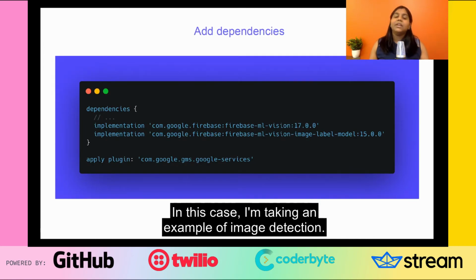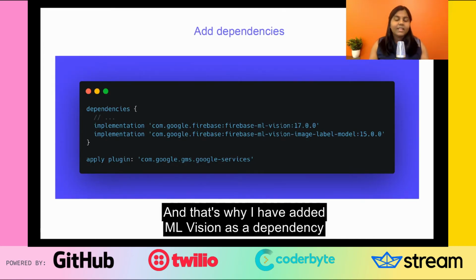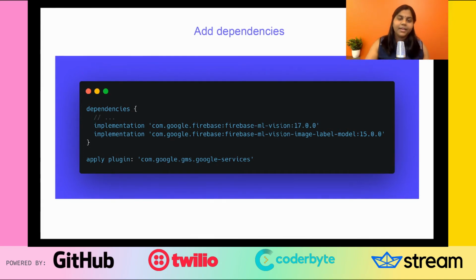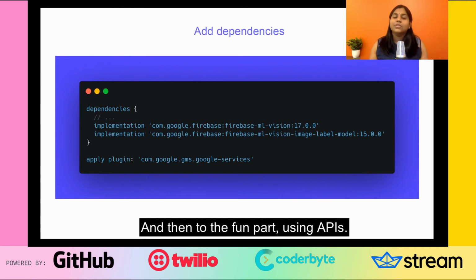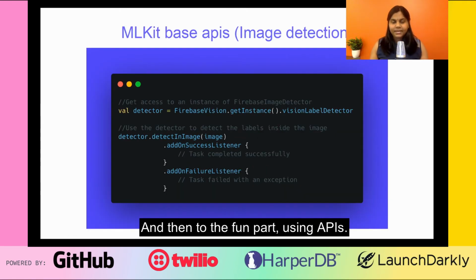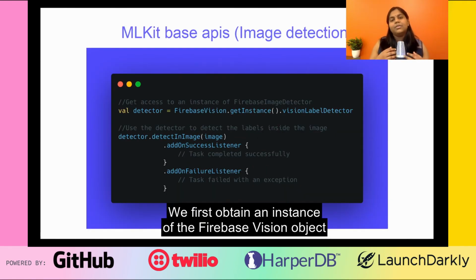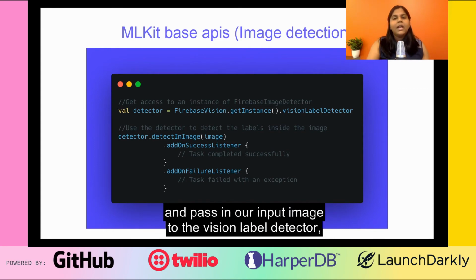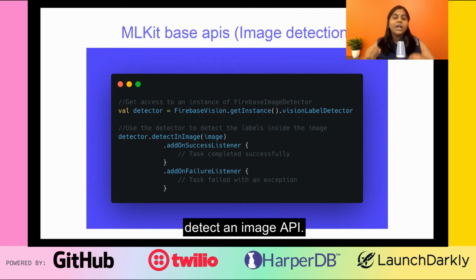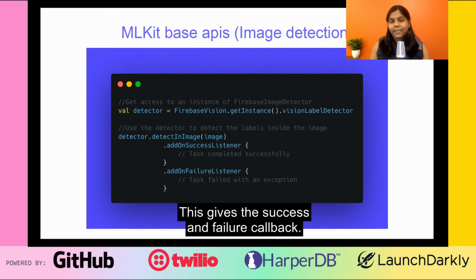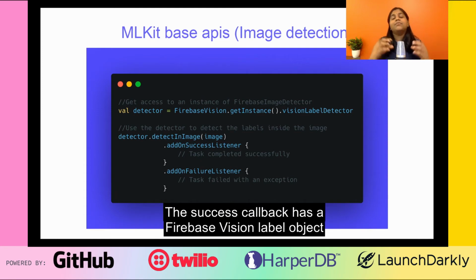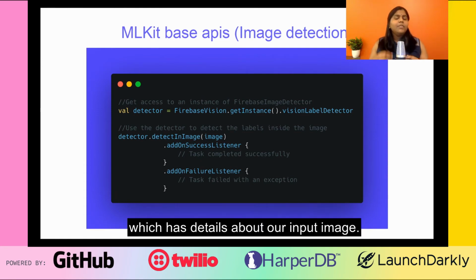In this case, I'm taking an example of image detection, and that's why I have added MLVision as a dependency in the build.gradle file. And then to the fun part, using the APIs. We first obtain an instance of the Firebase Vision object and pass in our input image to the Vision Label Detector Detect in Image API. This gives a success and failure callback. The success callback has a Firebase Vision Label object which has details about our input image.